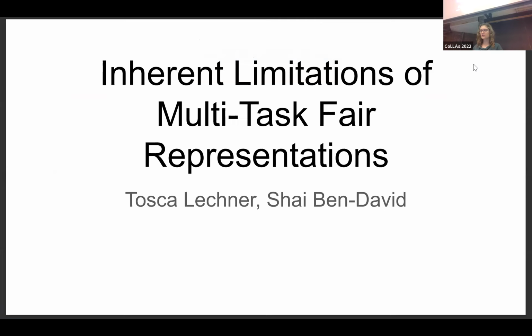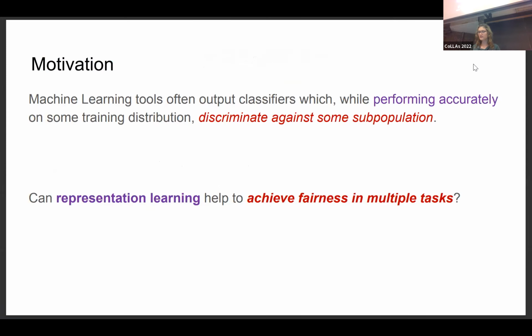I'm presenting joint work with Shai on representation learning for multitask learning and the inherent limitations of this approach. As many of you are probably aware, in the last few years there have been more and more examples in many different domains of classifiers produced by some machine learning tool, which performed well in terms of accuracy on some training distribution, but discriminated against some subpopulation in deployment. This, of course, is a huge problem, and thus the field of fairness in machine learning has emerged.